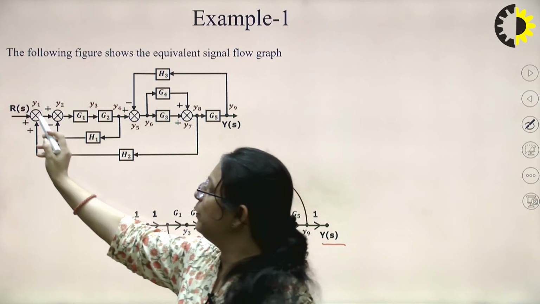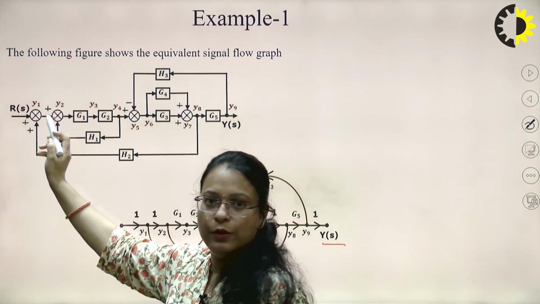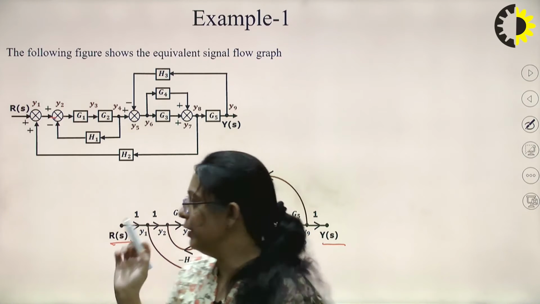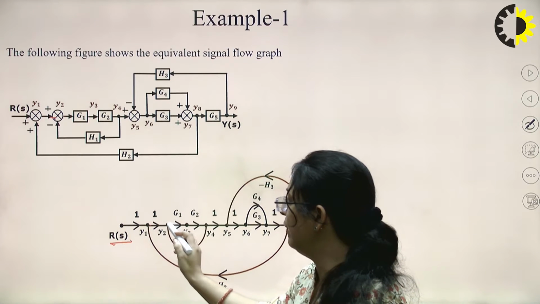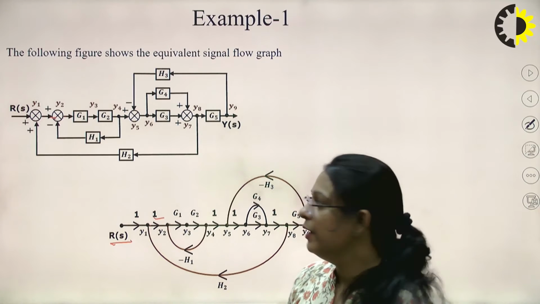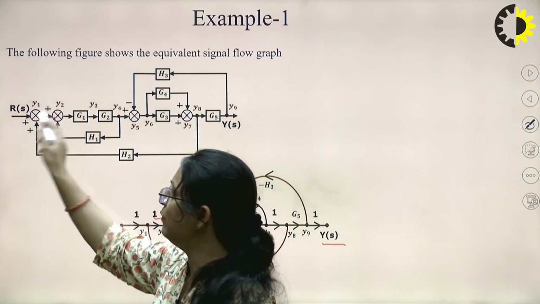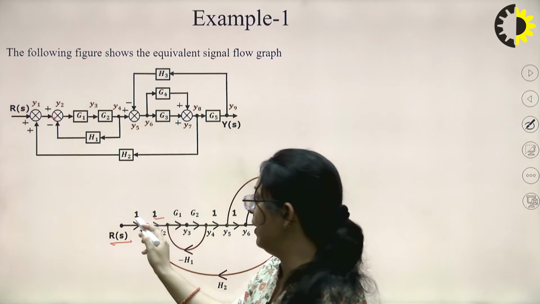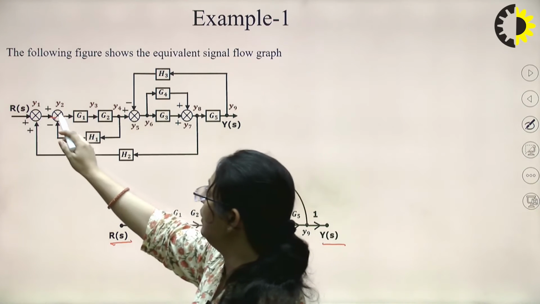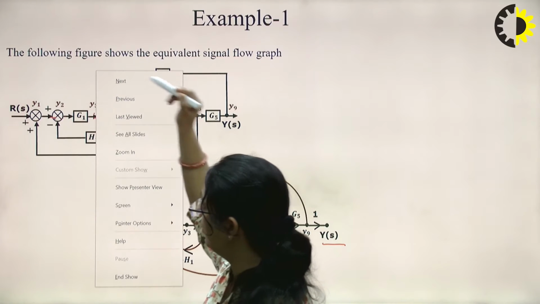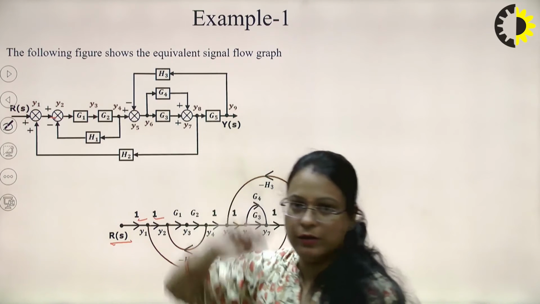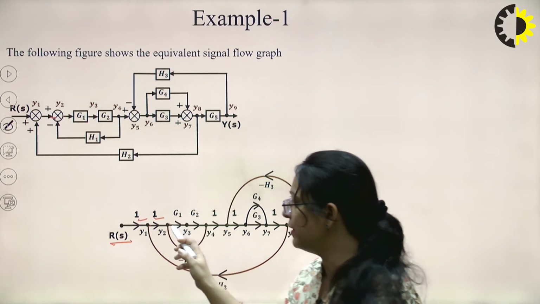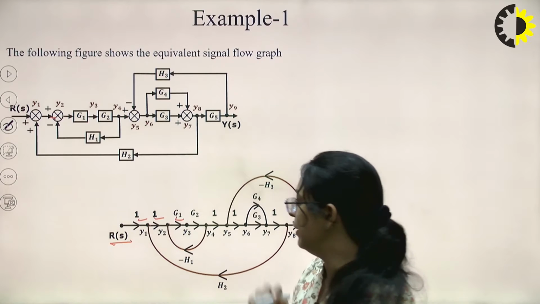Now you can see between Y1 and Y2, there is no gain, no transfer function. So we will represent it by a gain that is unity. Similarly, between the node RS and Y1, there is no transfer function represented, so we can represent it by unity. Okay. Now between Y2 and Y3, there is a block, that is G1. So we will represent the gain of this branch, connected between Y2 and Y3, by G1.